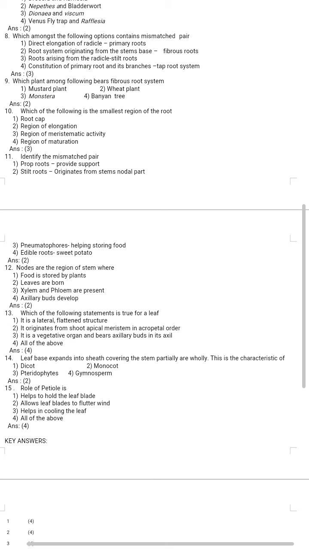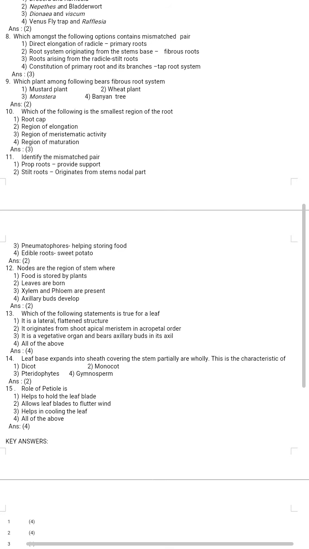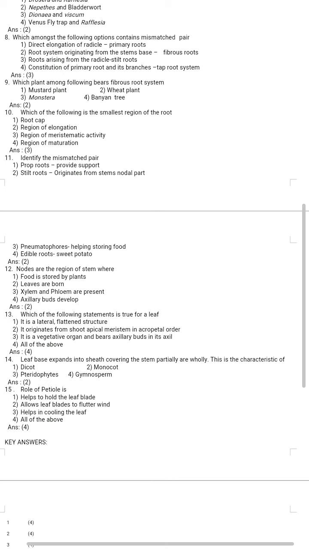So now let us see the explanation for this. Features of the leaf: it is lateral in position. Just now we had a discussion at the 12th question and the supportive 11th question also. Hope you remembered. Next, it is a flattened structure and originates from shoot apical meristem in acropetal order. Next, it is a vegetative organ and it bears axillary buds in its axil. So these are the different features of the leaf. Hope you understood the explanation for this question, students.